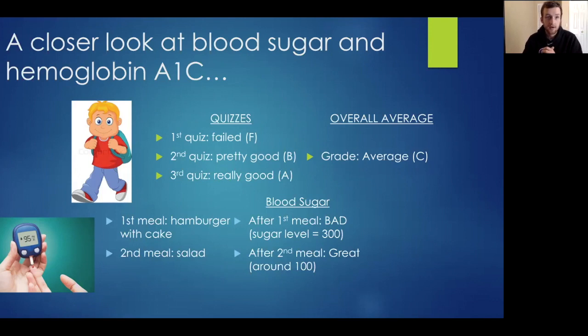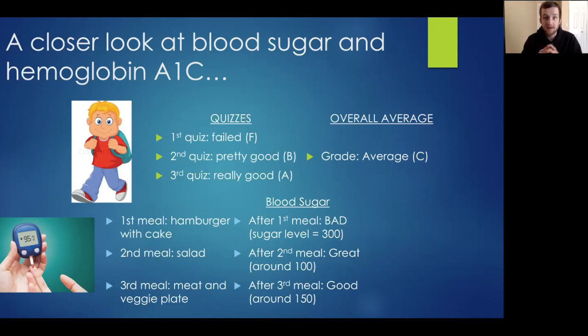For the next meal, they do a lot better and they eat a salad. You can see then a couple hours after the meal, their blood sugar level is great and around 100, still very low. For their third meal, the person eats a meat and veggie plate, something like baked chicken with green beans. After this meal, their blood sugar is still pretty good and around 150. With this example, the person would end up with an average A1C level of around 8.